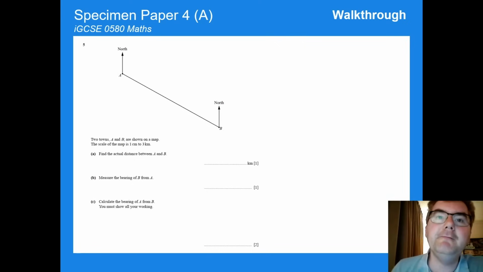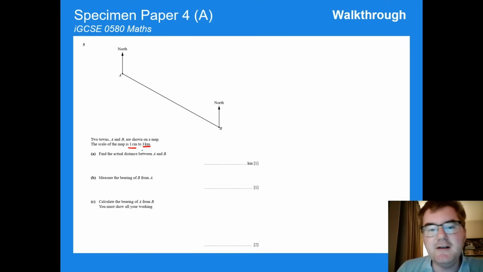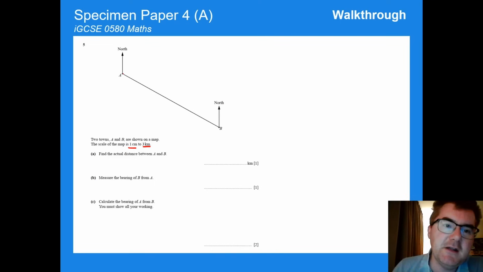On to question 5. So we've got some work on bearings. 2 towns here are shown on the map, and the scale of the map is 1 centimeter to 3 kilometers. So we want to find the actual distance between A and B. The way you would do that is you'd measure this with your ruler.